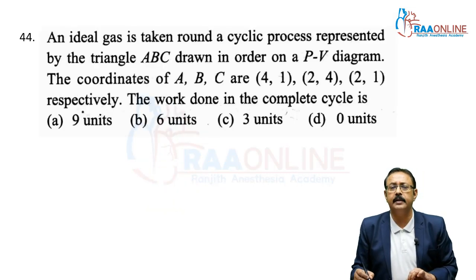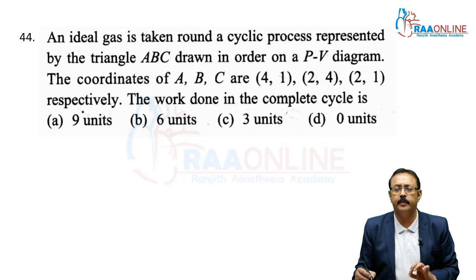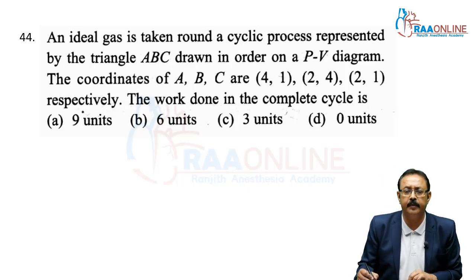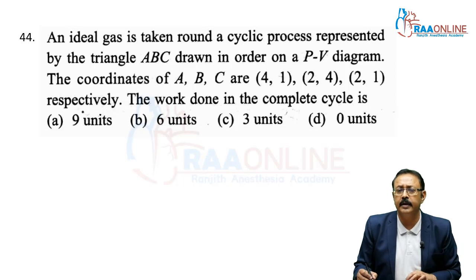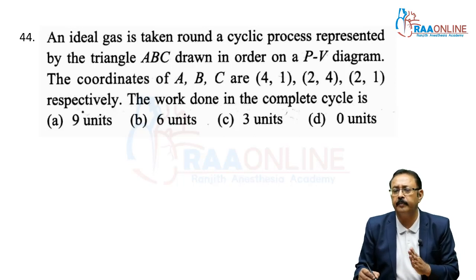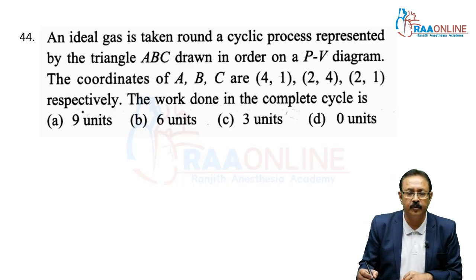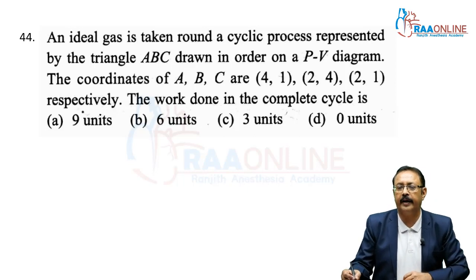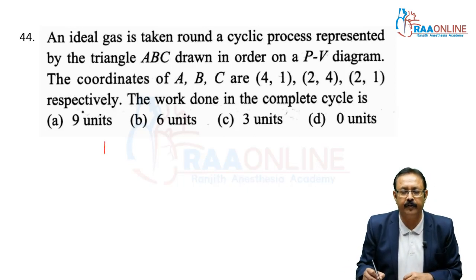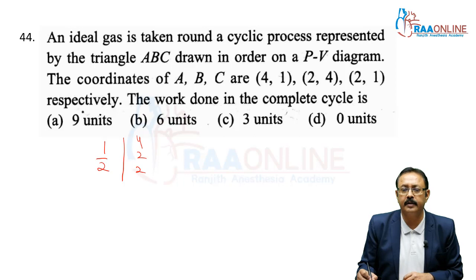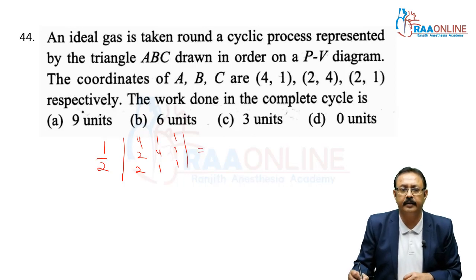An ideal gas is taken round a cyclic process represented by the triangle ABC. The coordinates are given. We know that work done means area under the curve. So we have to calculate the area of the triangle. You know what is the area of a triangle? Half determinant, x coordinates are 4, 2 and 2. Y coordinates are 1, 4 and 1 and 1, 1, 1. We only have to solve this determinant.